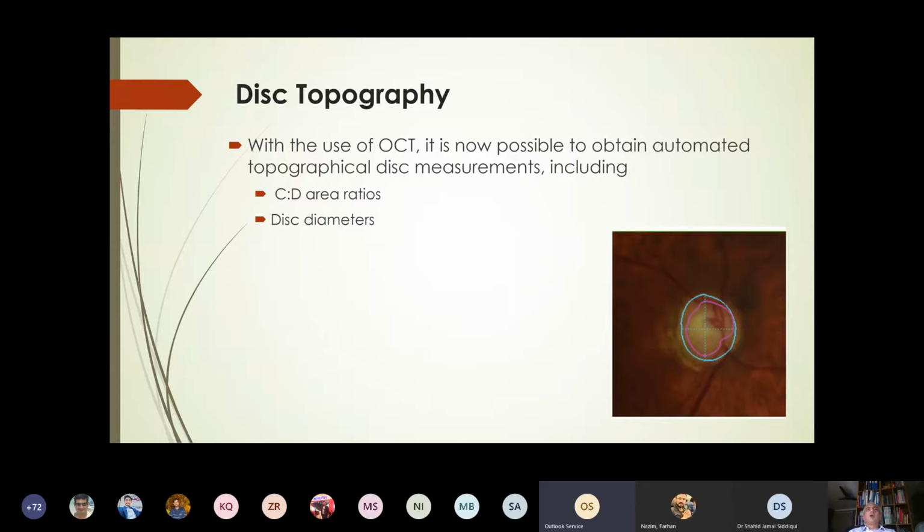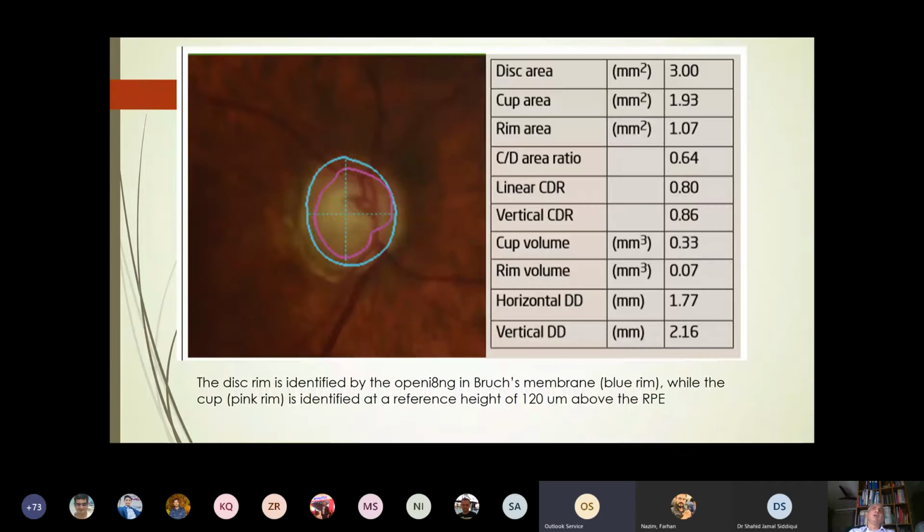Come on to disc topography, and this is pretty simple. You use the CD ratios and the disc diameters, which probably you're used to seeing. The important thing to remember is to always look out for the vertical disc ratio which you have measured and which the machine is measuring. That gives you some learning as well, on how well you are doing in calculating your retinal nerve fiber thicknesses.